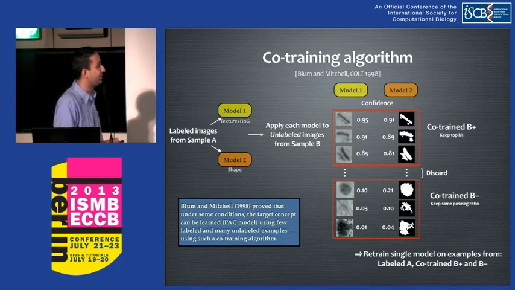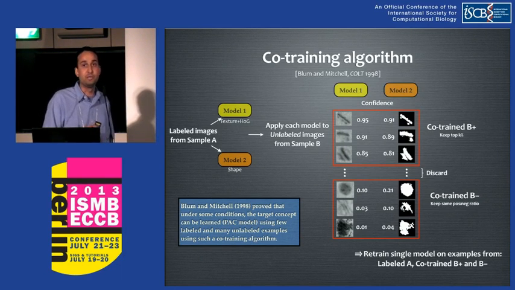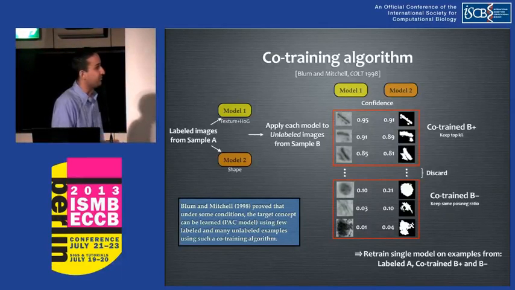So what co-training says to do is, look, if I have two models and both of them are super confident that this is a synapse, let's just assume that it's right and add this into our set of positive examples of synapses. And likewise, if both models think that this is not a synapse, then we're going to add that to our set of negative examples and assume that it's correct. And we're going to discard the stuff in between.